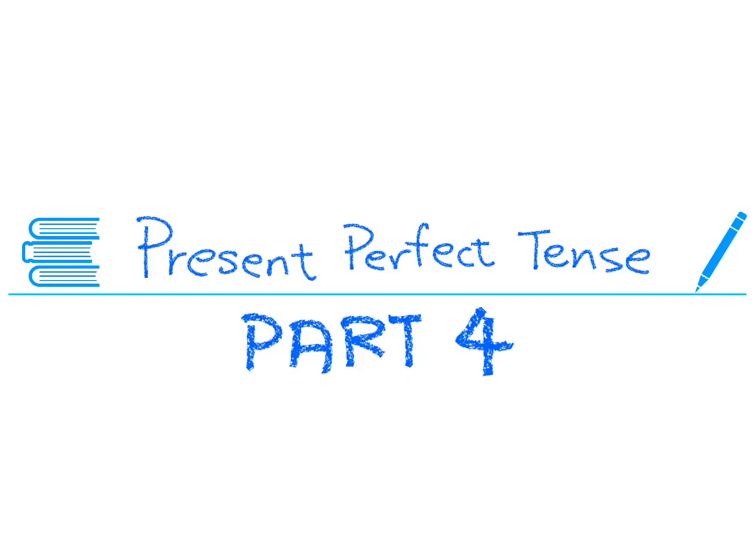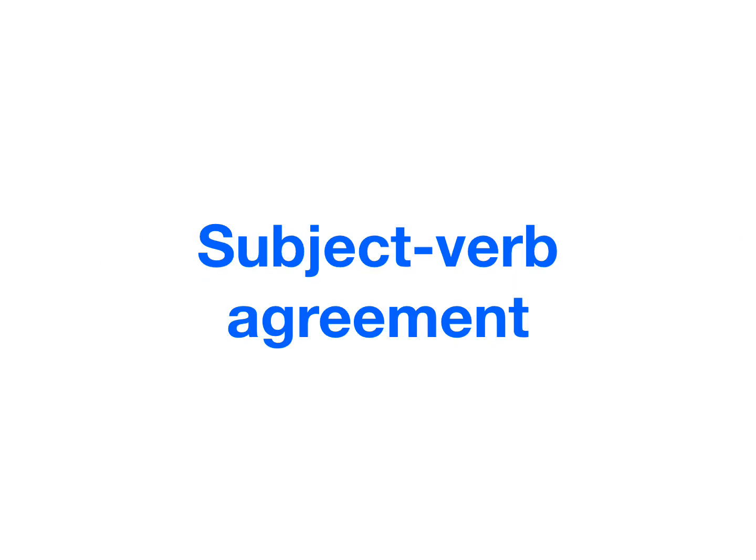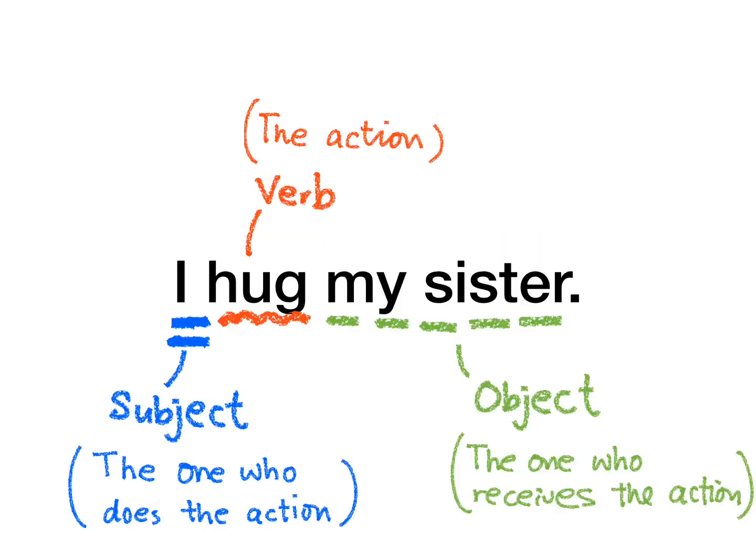Here comes part 4 of present perfect tense. And today we are looking into the subject-verb agreement in present perfect tense. But what is subject-verb agreement? In order to understand the subject-verb agreement, let's go back to the basics.